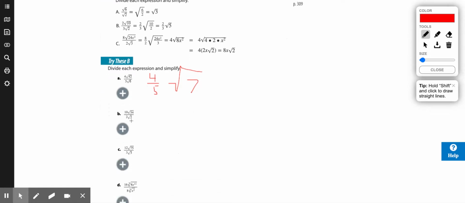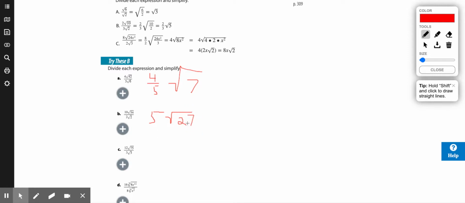All right, 10 halves next to the square root of 54 divided by 2. Well, 10 divided by 2 is 5. 54 divided by 2 is 27. So that's 5 square roots of 27. All right, and let's check that.